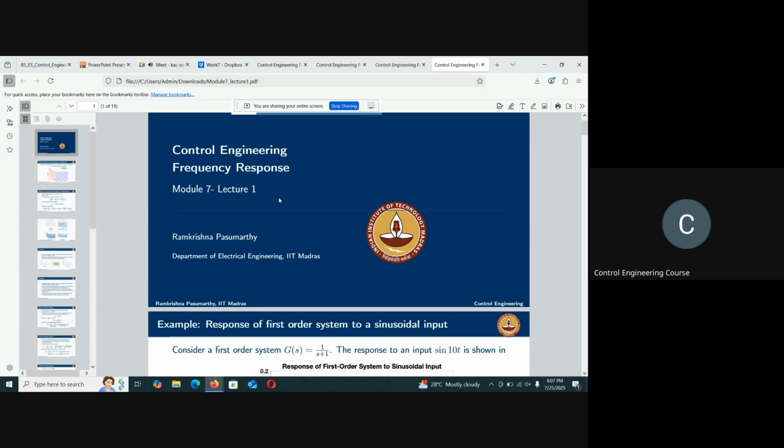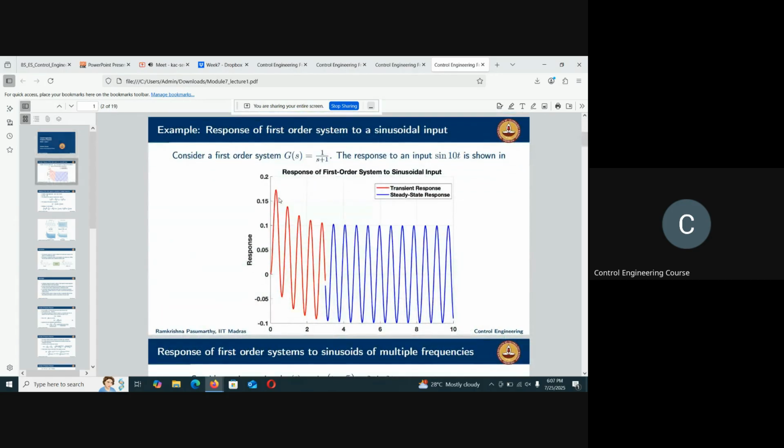The output sinusoid may be of a higher magnitude, a lower magnitude, or the same magnitude as the input sinusoid, and the phase of the output sinusoid compared to the input sinusoid can be out of phase or in phase. There can be a phase difference. That is what we are going to analyze: what kind of systems will cause what kind of magnitude change and phase change for a sinusoidal input at a given frequency. For example, take the system with transfer function 1 by s plus 1.